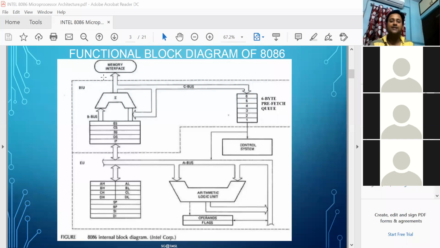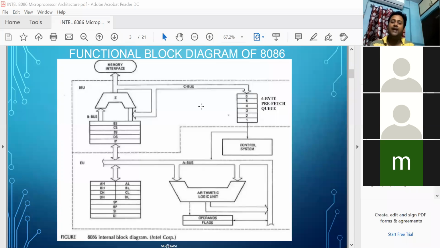So if a 6-byte instruction is being fetched by the processor, it will be stored in this way. Like in the 8085 microprocessor, there is a 3-byte instruction, so you need 3 memory locations to store it, and it will be fetched one by one. Now in case of a 6-byte instruction in 8086, 6 memory locations will be required. Each memory location can contain only 1 byte at a time.